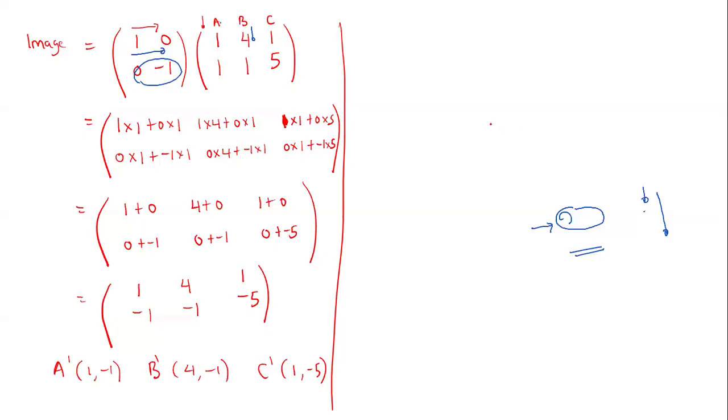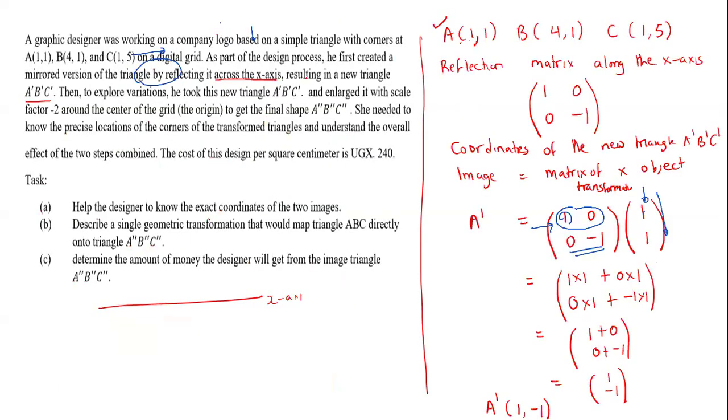Okay, perfect. That is good. So that's how you find it for the first image. Now you're going to try for me for the second image, because they told you it resulted into a new triangle. Then we continue. To explore variations, he took this new triangle, A prime, B prime, C prime, and enlarged it with a scale factor of -2 around the center of the grid.